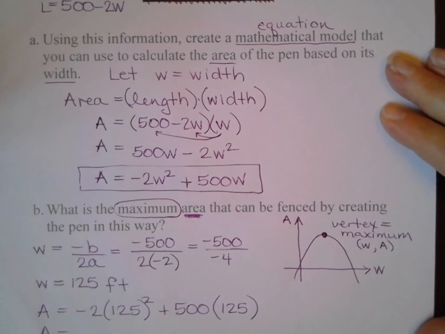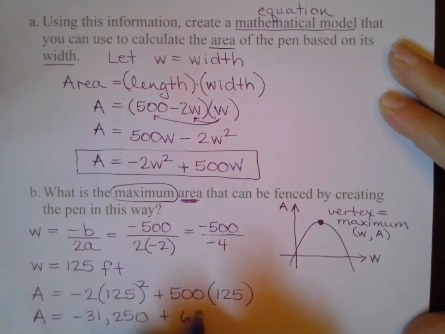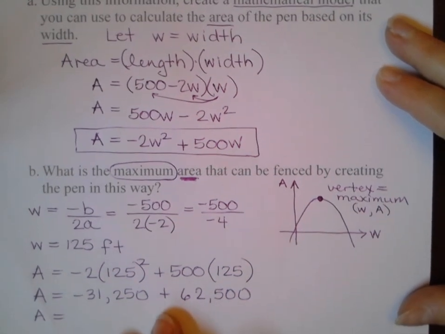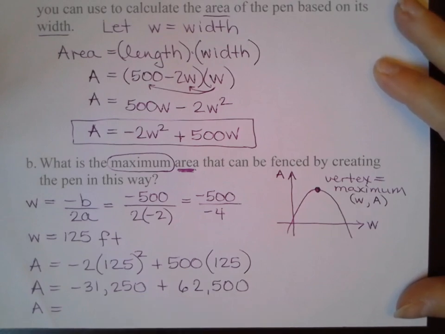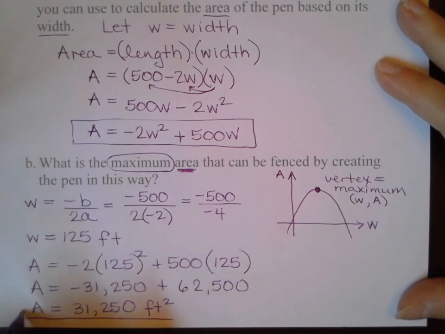I'm definitely going to use my calculator for this part. So this part gives me negative 31,250. This part gives me 62,500. So it looks like we get 31,250. This is going to be square feet, because each side is given in feet.